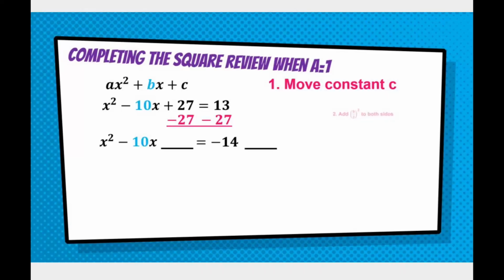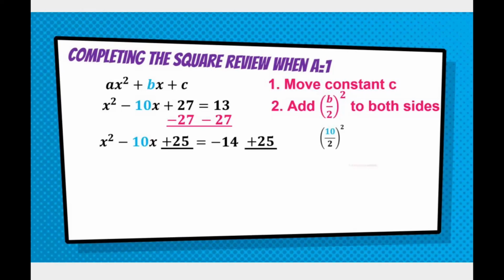So what I'm going to add to make this happen is b over 2 squared to both sides. My b value here I have colored in blue. That's negative 10. So if I do negative 10 divided by 2, that's negative 5. And if I square that, that's 25. So I'm going to be adding 25 to this side and 25 to this side.